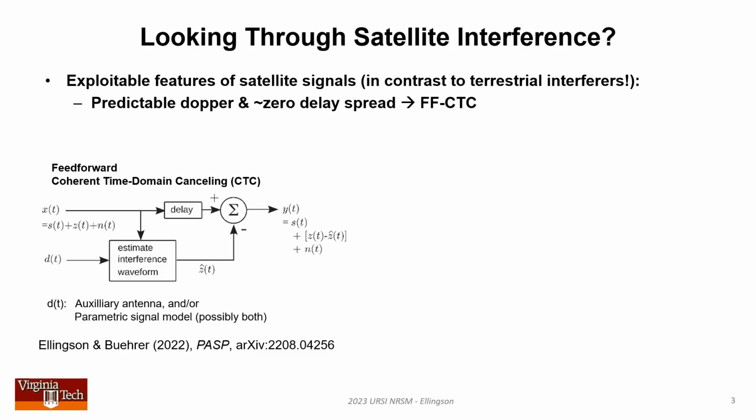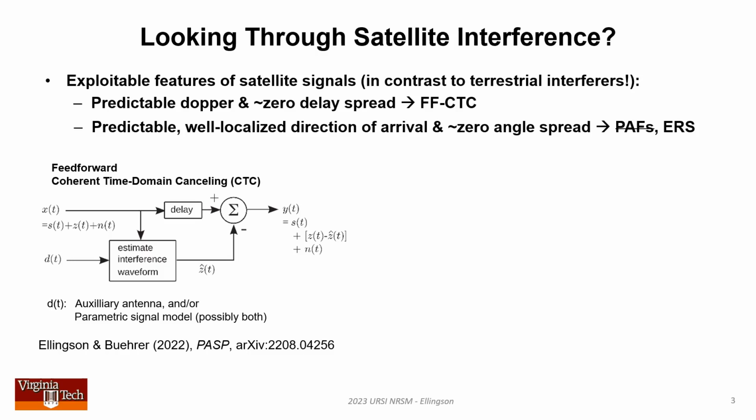The reference signal d of t can come from one of two sources. One is from an auxiliary antenna of some sort, preferably one that is better at receiving the satellite than the astronomy. The other possibility is a mathematical model of the signal, in which case the canceller's primary task is to solve for the parameters of the signal model. And, of course, there are hybrid combinations of these two sources. For what I'm talking about today, the specific details of how we get the reference signal will not be important. The only thing that will be important is that we can identify an interference to noise ratio for the signal.